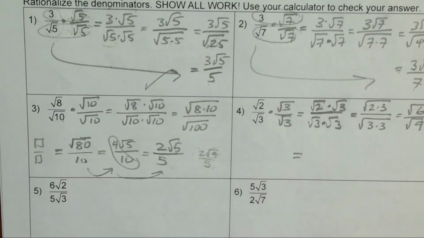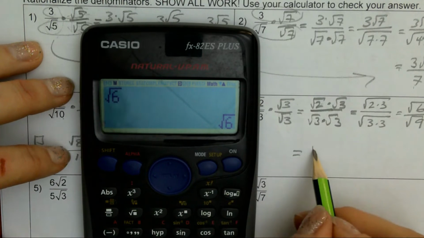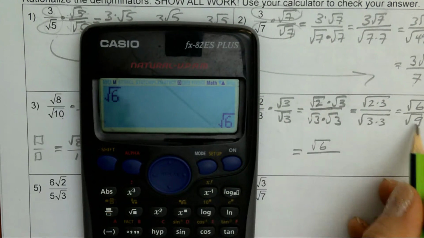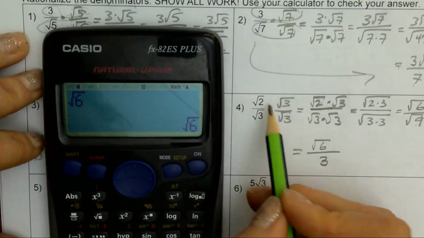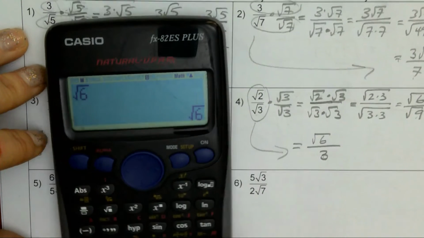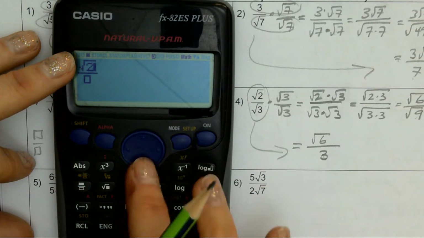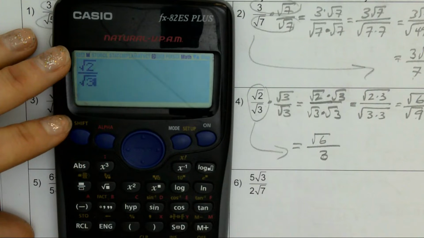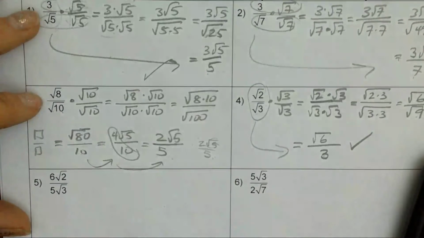Can we simplify root 6? Let's check. Nope. 3 times 3 is 9. So that simplifies to 3. Now let's check to see if we're finished. So root 2 over root 3. Got the correct answer. So we're finished and it's good.